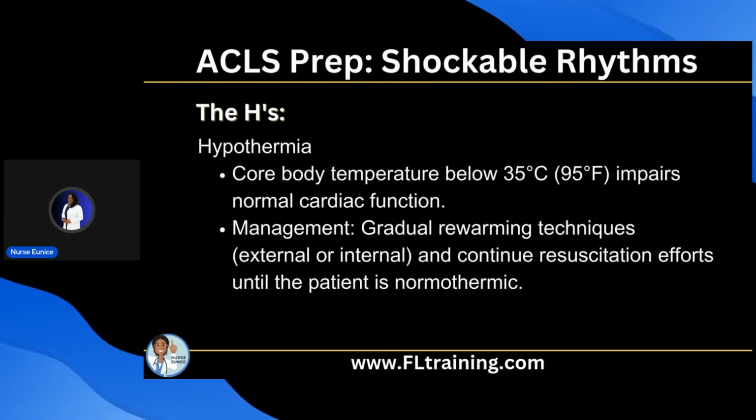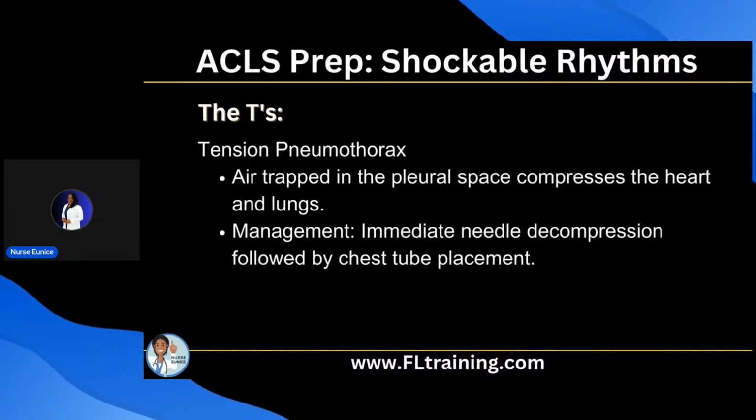Another H is hypothermia. So the body temperature is lower than normal. So why would this happen? Maybe the person drowned. All right, so for a core body temperature below 35 degrees Celsius or 95 degrees Fahrenheit, it impairs cardiac function. So we're going to use a warming blanket. One of the common ones is called a Bair Hugger to gradually rewarm the patient, and of course continue our resuscitation efforts until the patient is normothermic, meaning that they have a normal temperature.